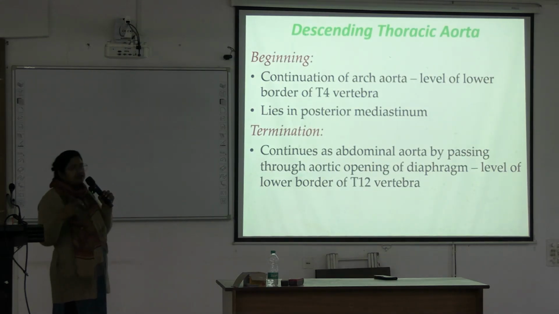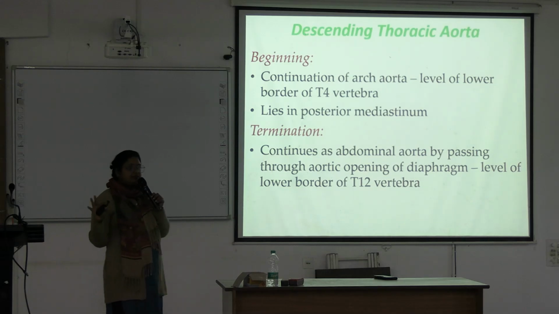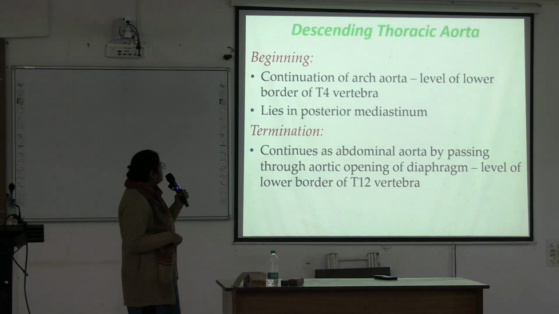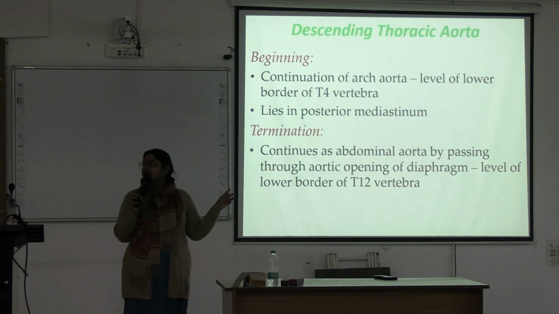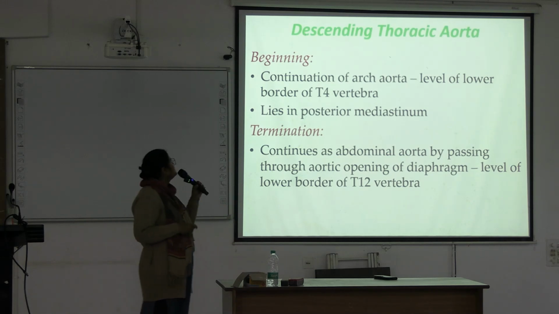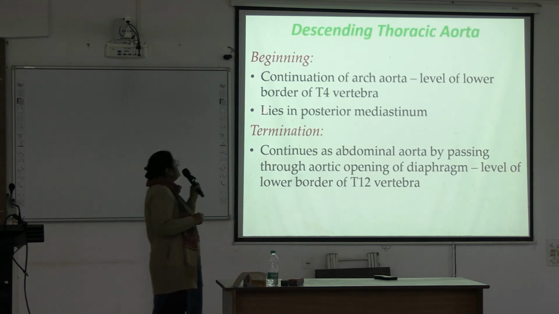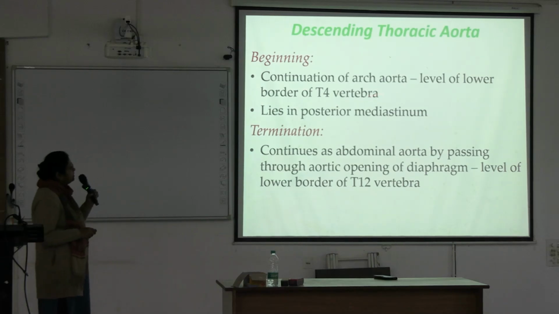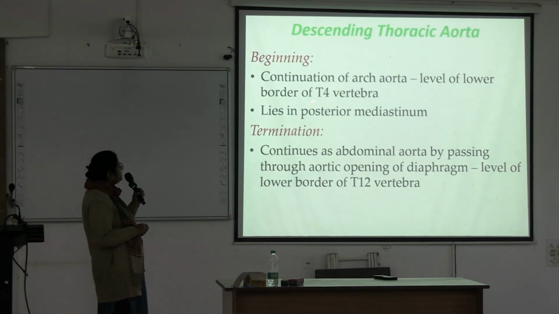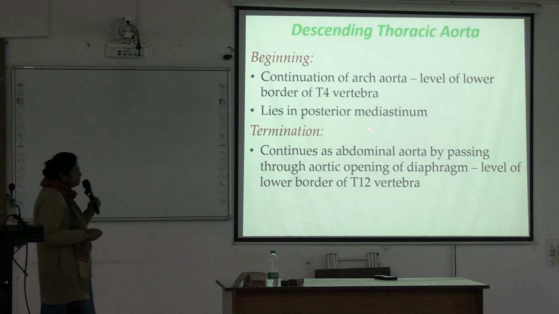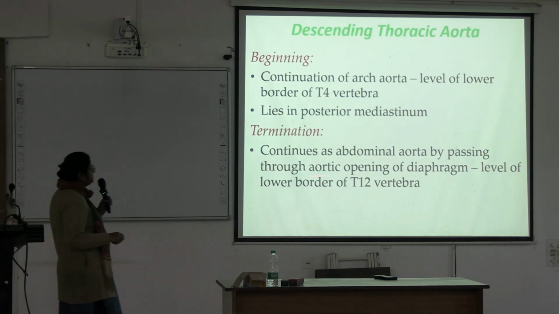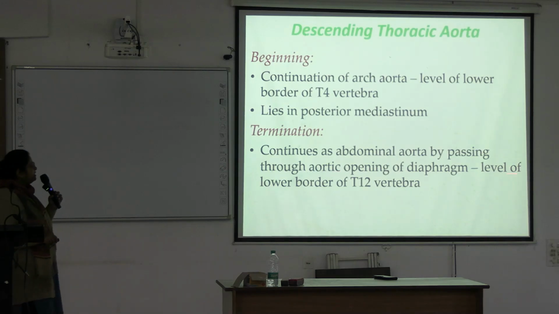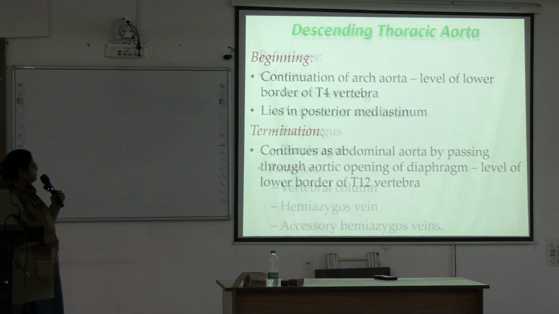Next, we are going to the descending thoracic aorta. So we have completed the arch of aorta and its clinical aspects. Arch of aorta is very frequently given as a short note; prepare its clinical aspects as a short note: coarctation of aorta and patent ductus arteriosus. The descending thoracic aorta is a continuation of the arch of aorta at the lower border of T4 vertebra, lying in the posterior mediastinum. It continues as the abdominal aorta by passing through the aortic opening of the diaphragm at the lower border of T12 vertebra.